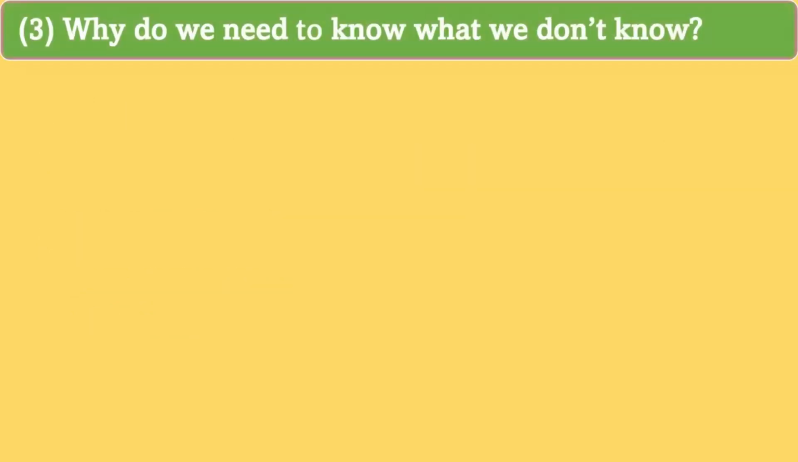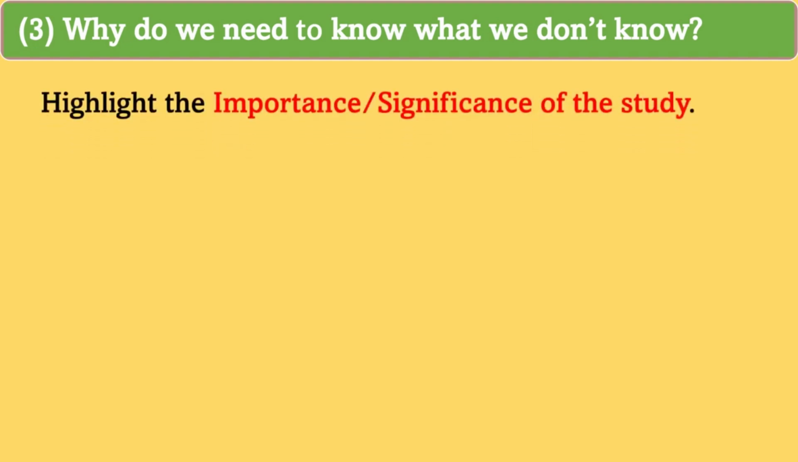Number 3. Why do we need to know what we don't know? In this part of the problem statement, you should highlight the importance of this study. What's the significance of this study? Why do you need to spend, for example, $100,000 or a few years of your life to know what we don't know about this problem?